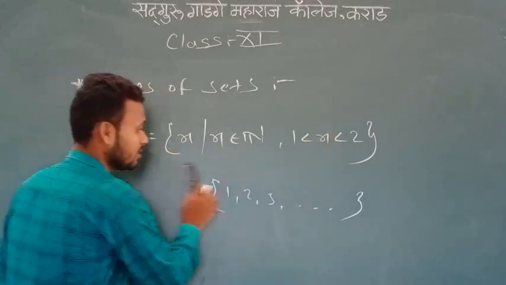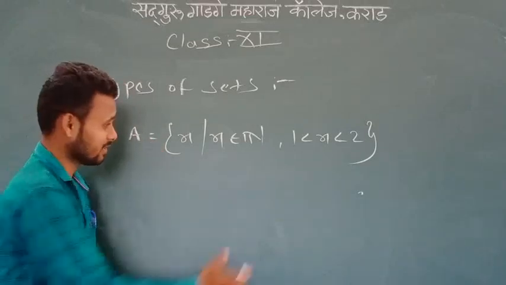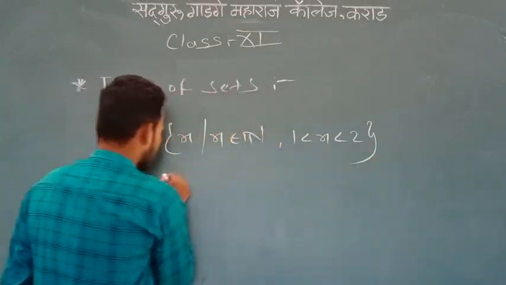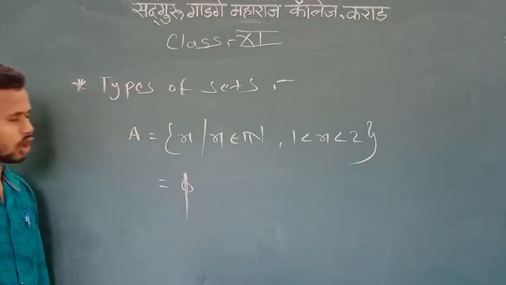म्हणजेच काय होतोय, या सेटमध्ये कोणताच एलिमेंट येत नाही. म्हणजेच काय, हा सेट कोणता होतोय, एम्प्टी सेट. This is what empty set or null set.